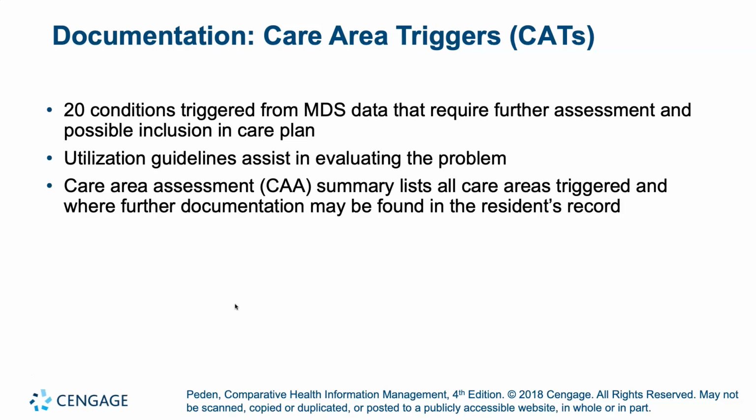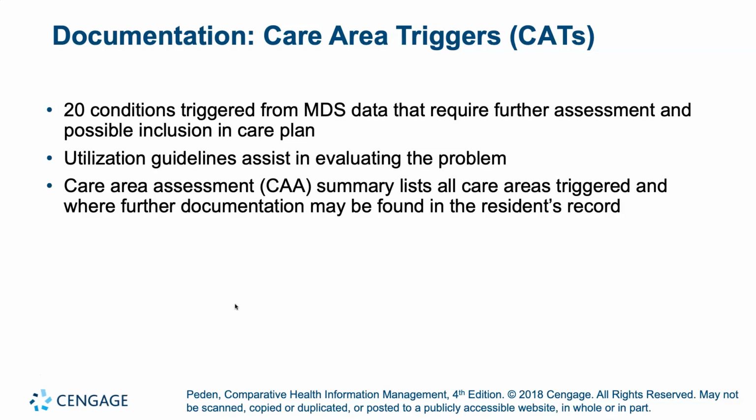And this tells you about the fact that there's 20 conditions that can be triggered from MDS data, and utilization guidelines then assist in evaluating the problem. How bad is it? How significant or severe is it? How frequently are you going to need to continue to go back and assess and reassess and intervene and update the care plan, those types of things.